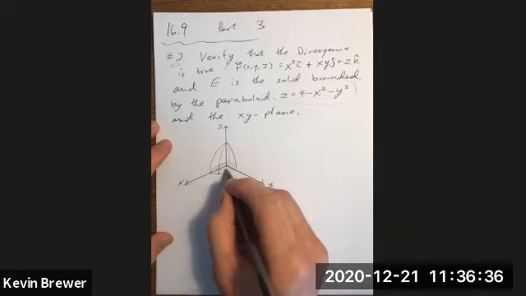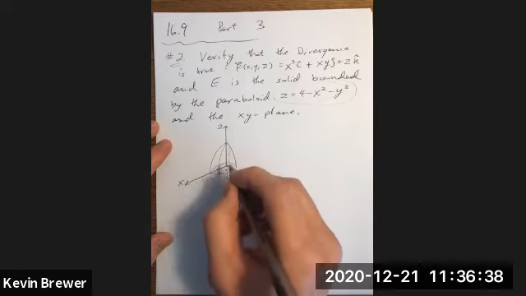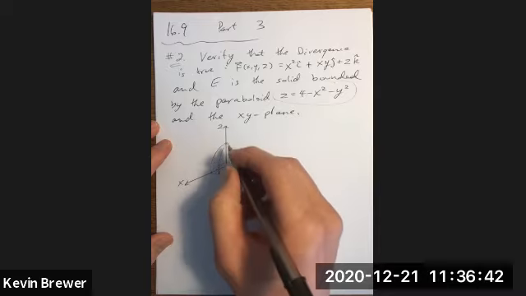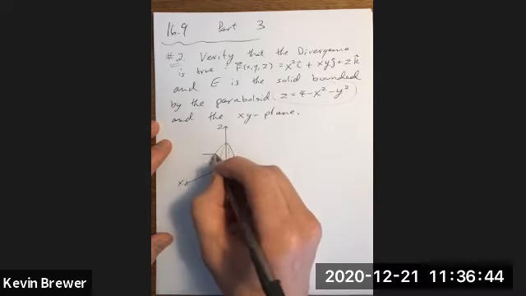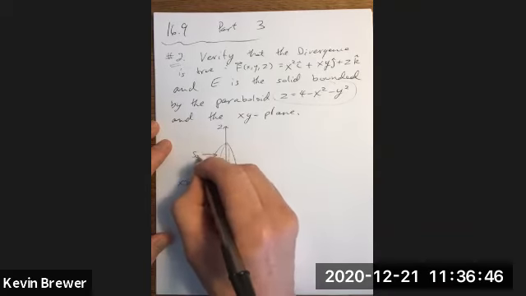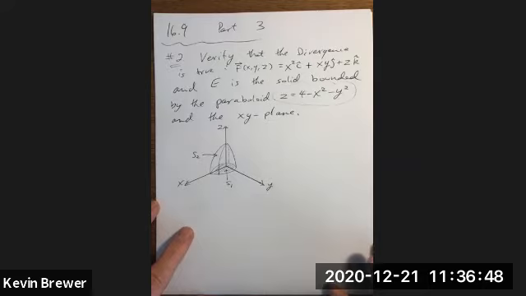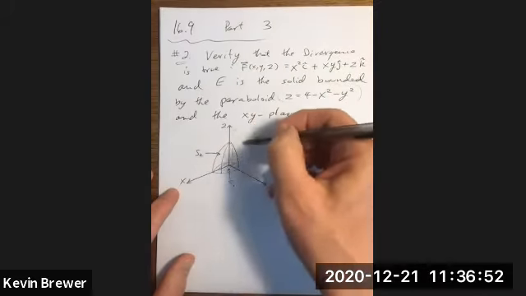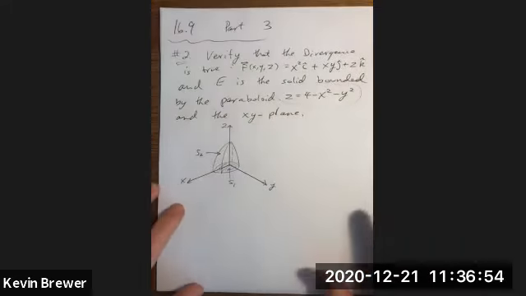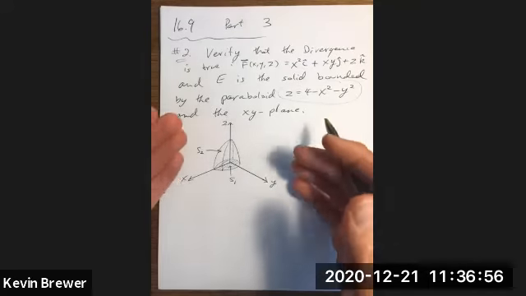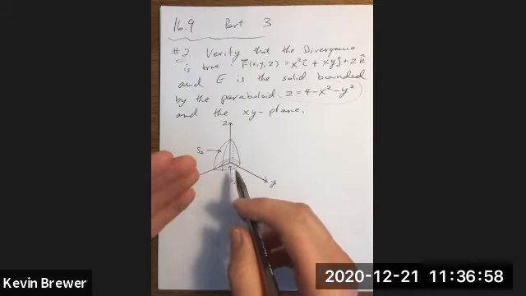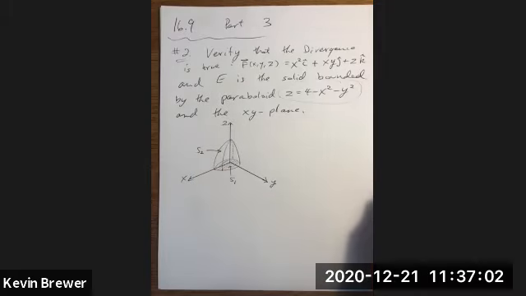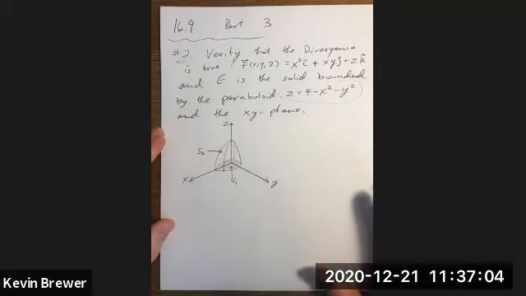Let's call the base S1, and let's call these sides here, the lateral surface, S2. So when we're doing the part directly evaluating the flux, we'll break it up into those two integrals. All right.